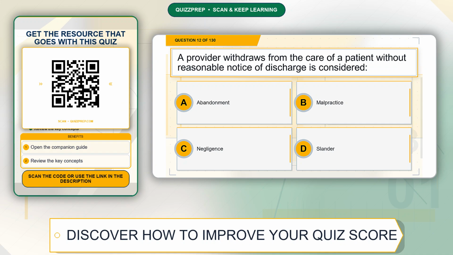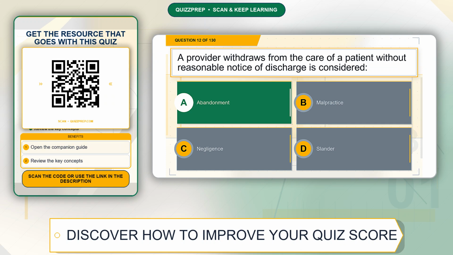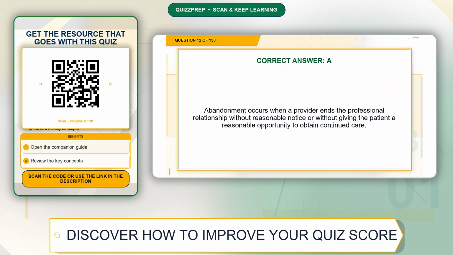Option A, abandonment. Option B, malpractice. Option C, negligence. Option D, slander. The correct answer is option A, abandonment. Explanation: abandonment occurs when a provider ends the professional relationship without reasonable notice or without giving the patient a reasonable opportunity to obtain continued care.